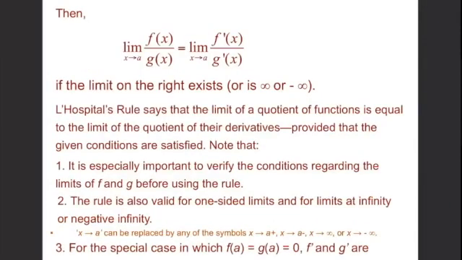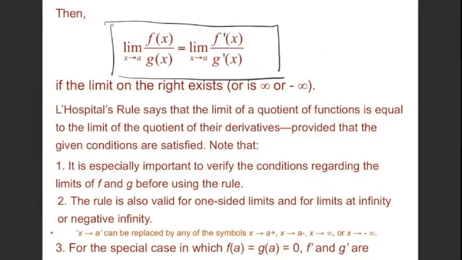Okay? L'Hôpital's rule, this is what it says. The limit of f of x over g of x as x approaches a is equal to the limit of the first derivative of f of x over the first derivative of g of x as x approaches a. This means you get the first derivative of the numerator. You also have to obtain the first derivative of the denominator separately for you to be able to evaluate this. But there are some conditions.